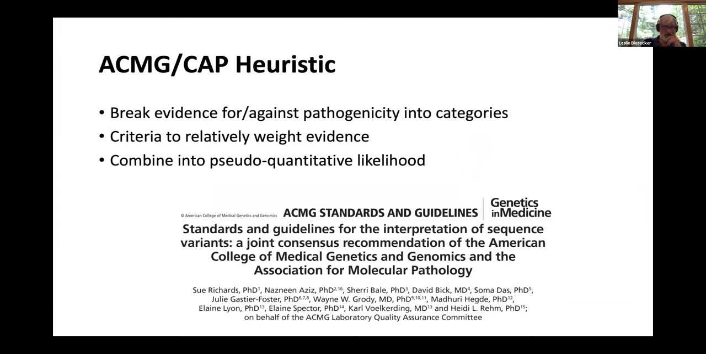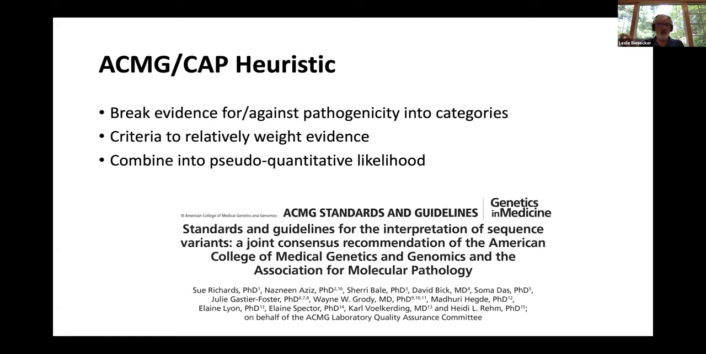And what they did is what is called in science a heuristic, which is basically a tool or a rubric or a workaround that is useful and practical, even if it isn't perfectly correct or true or complete. That's called a heuristic, a good enough. What Richards et al. did is they took the various kinds of evidence that clinical labs use in thinking about variant pathogenicity and broke them into categories. Then they used their judgment to relatively weight the evidence and decide that some kinds of evidence were stronger than other kinds of evidence.